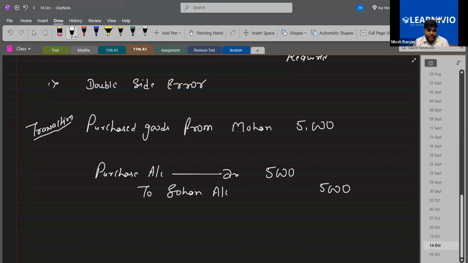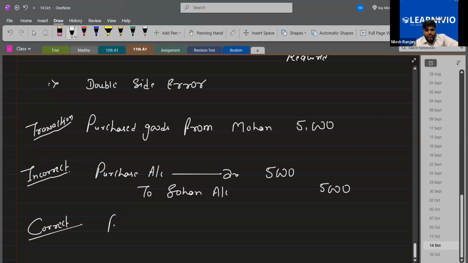Abdullah, first you tell me. Sir, I know also, but first we have to do the entry which is wrongly recorded, and then there's the correct entry and then the rectification entry. Three types, something. Okay, the correct entry will be purchase account debit to Mohan account. Yes. Wrong entry I have written and correct entry I have also written.